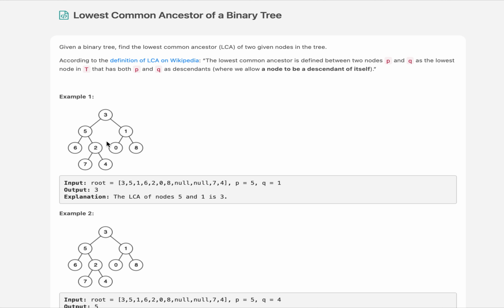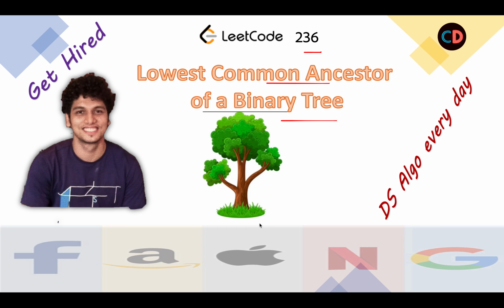We are given a binary tree and two nodes. We need to tell the lowest common ancestor of those two nodes. Also, it is given to us that those two nodes do exist in the tree, so there is no chance that they are not present in the tree. Let's understand the question as well as the solution with the presentation that I have created for this, and let's get started.